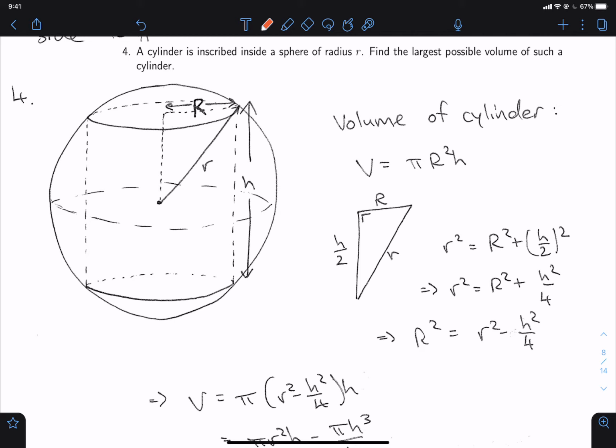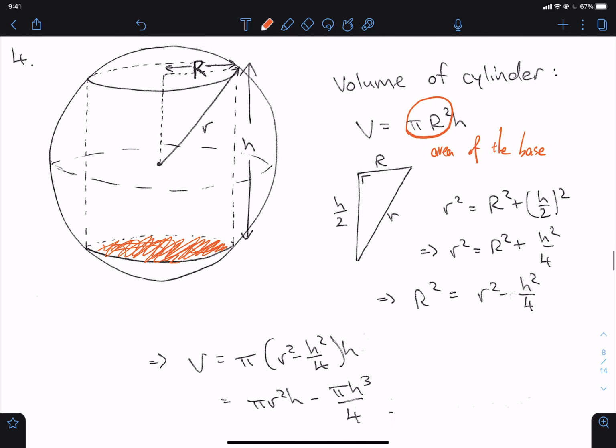And we have the area of the base of the cylinder multiplied by the height, so that we have the volume of the cylinder. Right? So this pi R squared means the area of the base of the cylinder, which is the orange area here, times the height.